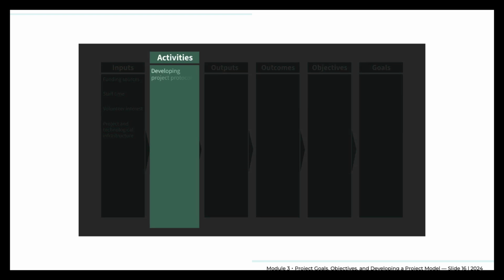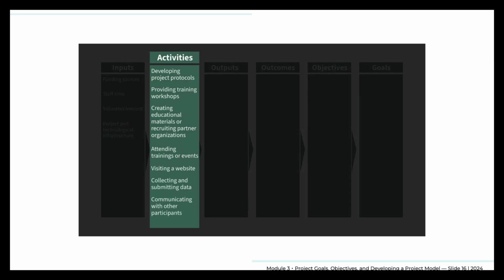Staff activities could include developing project protocols, providing training workshops, creating educational materials, or recruiting partner organizations. Participant activities might include attending trainings or events, visiting a website, collecting and submitting data, and communicating with other participants. Ideally, all planned activities should be defined during project development. Note that blurring can occur between objectives and activities, and you can spend hours reading about the differences between them with little enlightenment. Don't get too hung up on this.